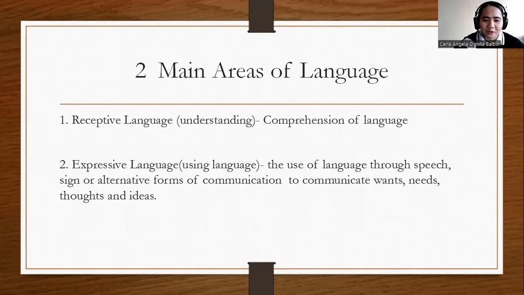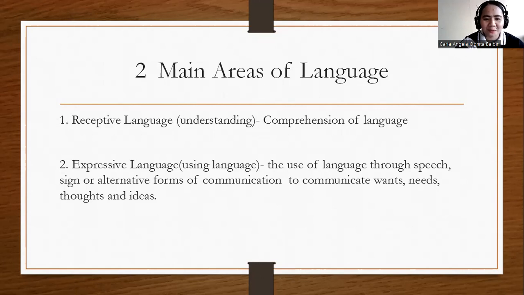So expressive language, as you can see there, is the use of language through speech, sign, or alternative forms of communication to communicate wants, needs, thoughts, and ideas. So expressive language is our ability to communicate our feelings, our thoughts, our ideas through words, through gestures, through signs and symbols. So talking is the main form of communication when people talk about expressive language.